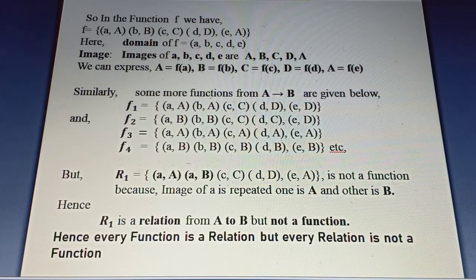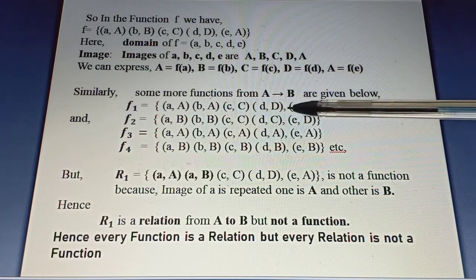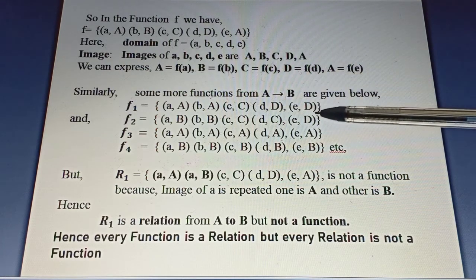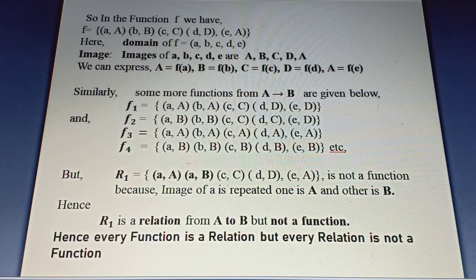Image may be repeated, but domain must be unique. In F2, the elements are small a capital B, small b capital B, small c capital C, small d capital C, small e capital D. You can see that the domains are also unique: A, B, C, D, E. So it is a function.